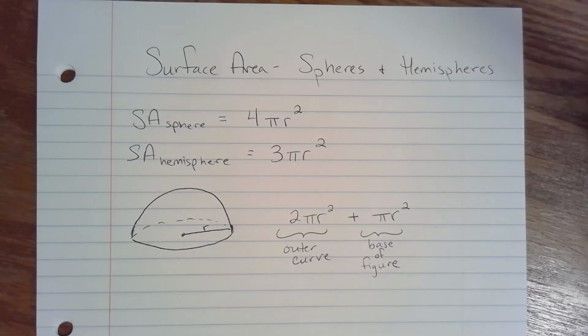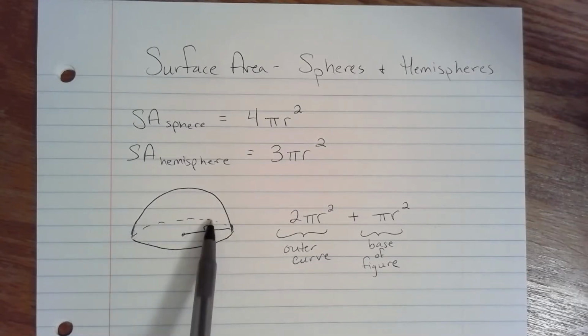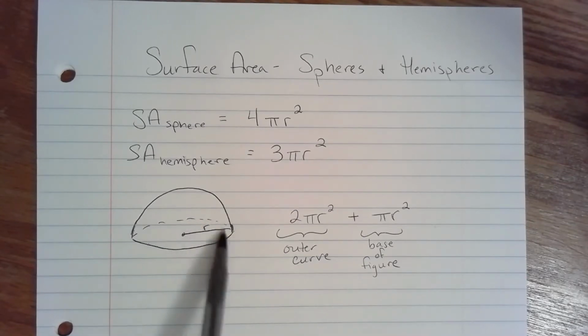But if I were to go in and have some sort of shape, some kind of dome shape that had its own base, a hemispherical shape with a circular base like this, the 2 pi r squared would just be the outside portion, the outer curve. And you'd be neglecting the base, the part that would be at the bottom of the figure.